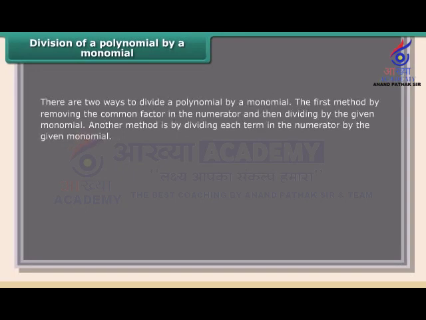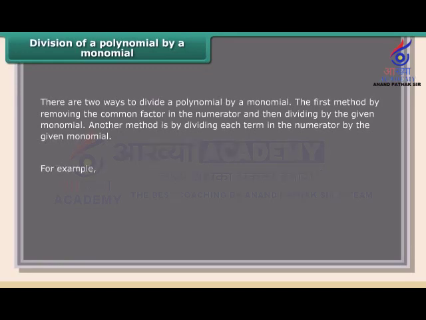Division of a polynomial by a monomial. There are two ways to divide a polynomial by a monomial. The first method: by removing the common factor in the numerator and then dividing by the given monomial. Another method is by dividing each term in the numerator by the given monomial.